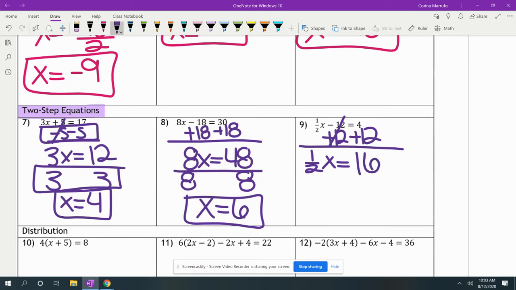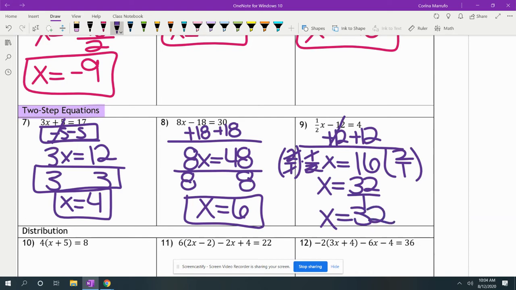Okay, so there's step 1. Step 2 is to get rid of this fraction that is in front of the x. So we're going to have to multiply by what we call the reciprocal. We flip the fraction over and multiply by 2 over 1. But what you do to one side of the equal sign, you have to do to the other side. So here the 2's cancel out, the 1's cancel out, and we get x equals 16 times 2, which gives us 32 over 1. Okay, 32 divided by 1 is 32.